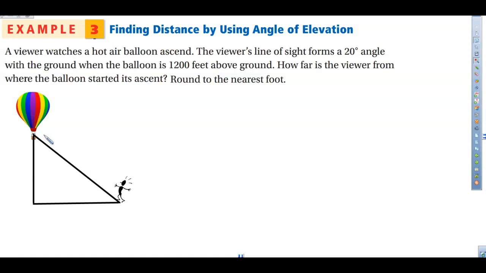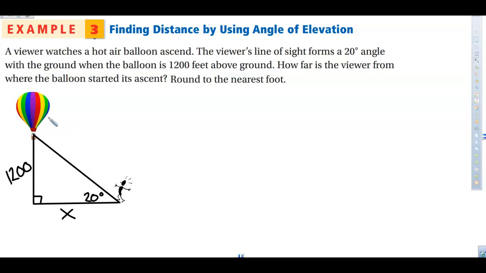Okay, so we have that the viewer's line of sight forms a 20-degree angle with the ground. So the ground means we're down here. So this is my 20-degree angle. Okay, and it says the balloon is 1,200 feet above the ground. So I'm going to put my 1,200 right here. And then I want to know how far is the viewer from where the balloon started its ascent. Well, the balloon started to rise from the ground. So this is our X. If I had said how far is the viewer from the balloon, then we would be looking at the hypotenuse.